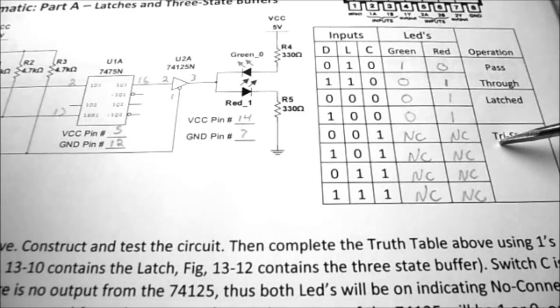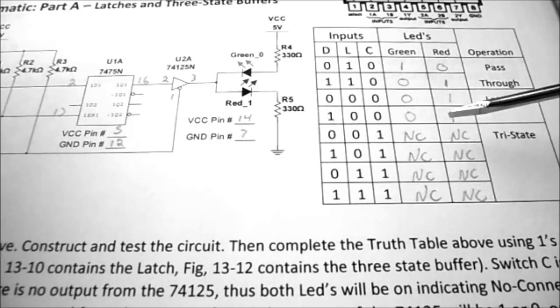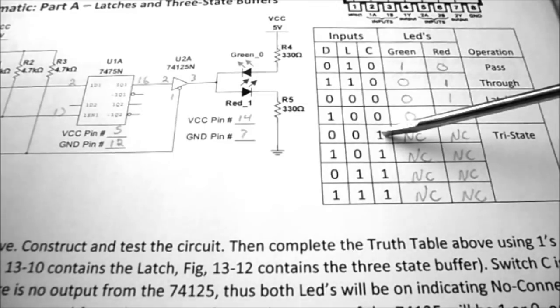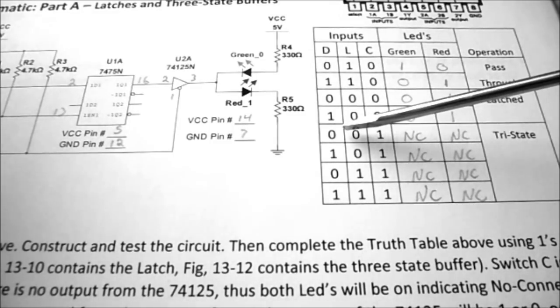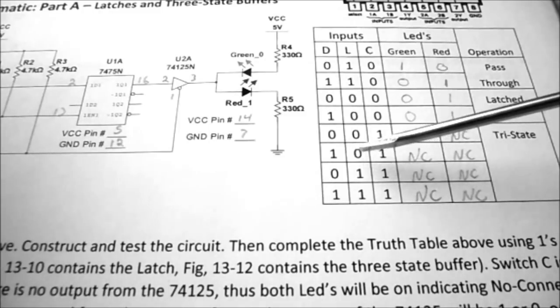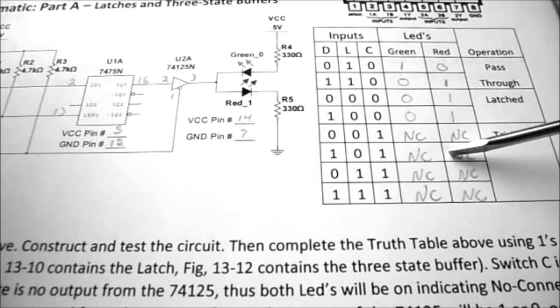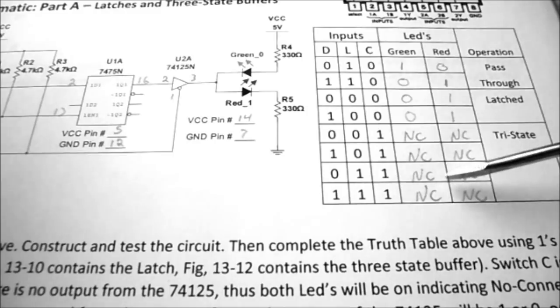In the tri-state cases, the 74125, that's key C, is now a logic 1, meaning that the 74125 is now in high impedance mode or disconnected from the circuit. In this case, no matter what switch D or switch L are, both the green LED and the red LED are on, indicating no connection for each of our lines in our truth table.